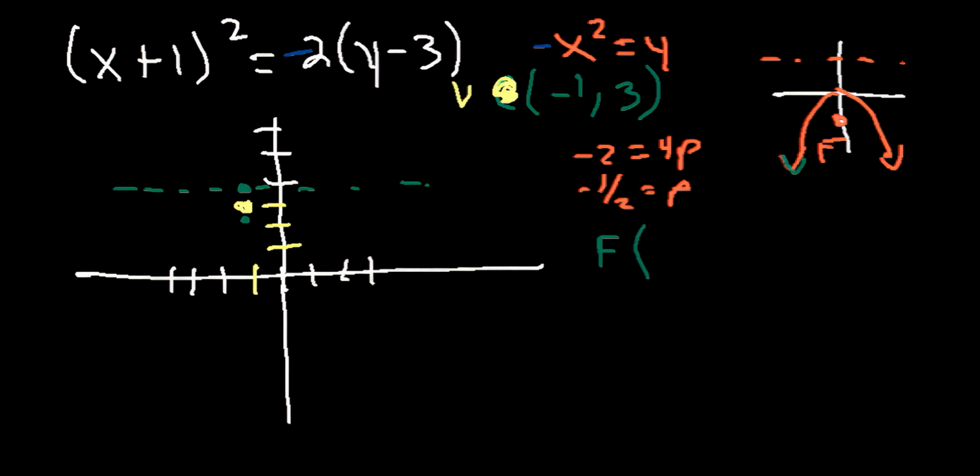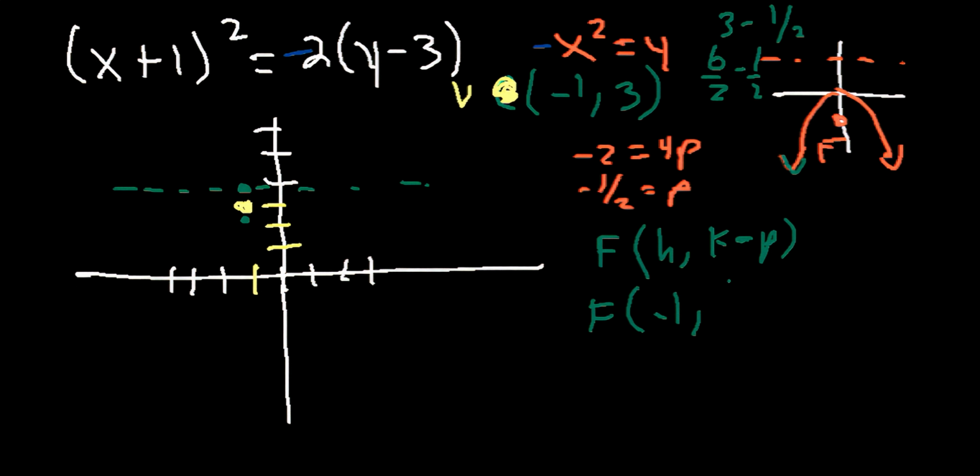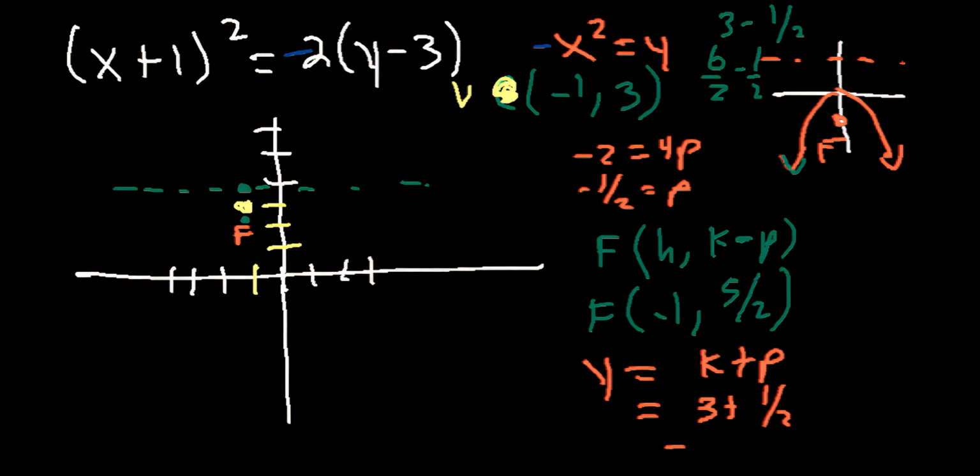So the focus is going to be h comma k, but since we need to go down, it's minus p. So h is negative 1, k is 3, but we need to go down by a half, so we need to subtract 3 by 1/2. So 3 is basically 6 over 2. Minus a half, that's 5 over 2. As you can see, the focus is at 2.5. It's between 2 and 3. So I'm going to draw a little F here for the focus. The directrix, it's going to be y is equal to, since it's horizontal, it's going to be k plus p. We need to go up p units. So that's 3 plus 1/2, or 6 over 2 plus 1 over 2. So it's y is equal to 7 over 2. That's the directrix.